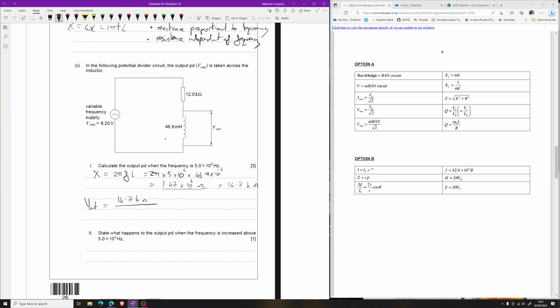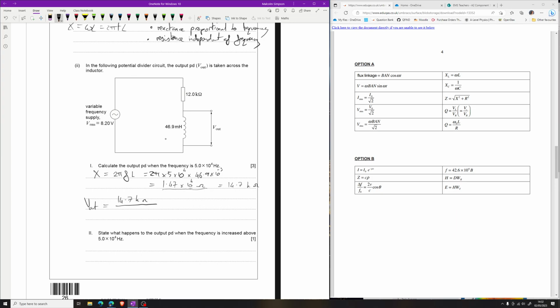So if you bear in mind, the sort of potential divider formula looks like this. It's a kind of R1 over R1 plus R2 V in. But the problem we've got here is we're not adding two resistors. We're adding a resistor and an inductor. So we need to change R2 to the reactance, but because of the phase difference between these, we need to add them like that. We need to take RMS.